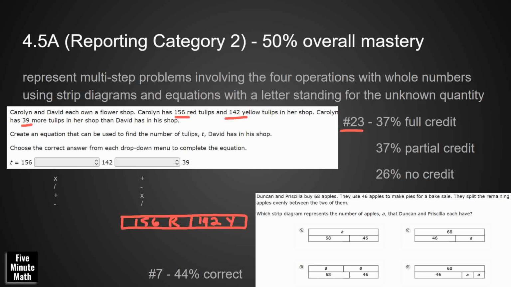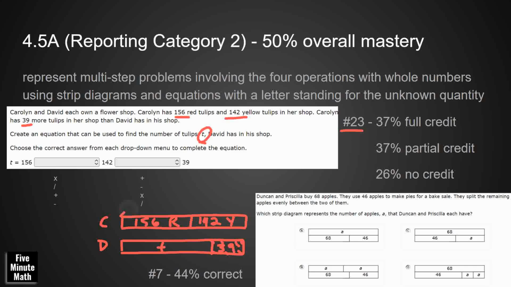Now, put those together, right? That's how many she has. She had 39 more than David, so now I'm comparing. So this is Caroline, this is David. She's got more than David. So I'm going to draw that same amount, and I'm going to just draw these little hashes here to say this is more. This is what she has more than him. So I need to figure out T, how much David has. So how could I do that?